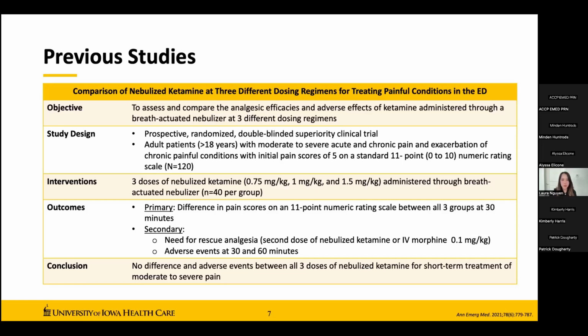The mean pain score was 4, and all groups experienced a clinically significant reduction of more than 1.3 points from baseline. And from this study, 15 patients in all groups did receive rescue analgesia, but the most requiring rescue medication was the group who received 1 mg per kg of nebulized ketamine. And from this study, there were no serious adverse events.